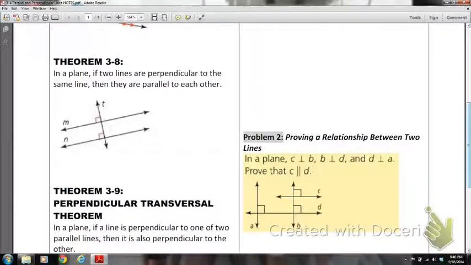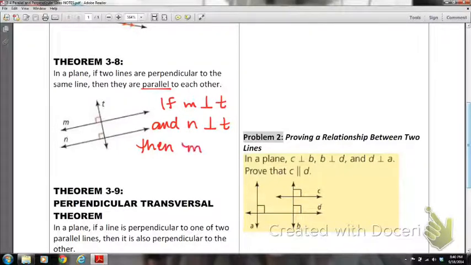The next theorem states that in a plane, if two lines are perpendicular to the same line, then they are parallel to each other. In the diagram, we have lines M and T perpendicular to each other. So M is perpendicular to T, and we also have line N perpendicular to T as well. Then we can conclude that line M is parallel to line N.